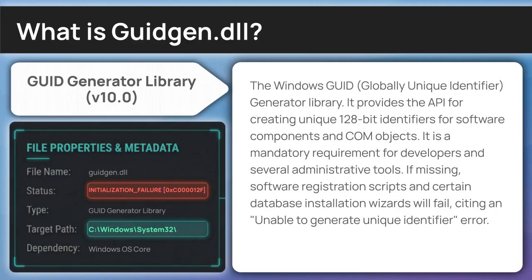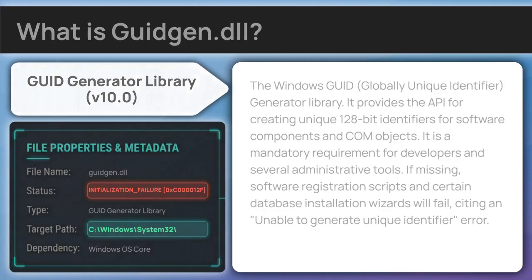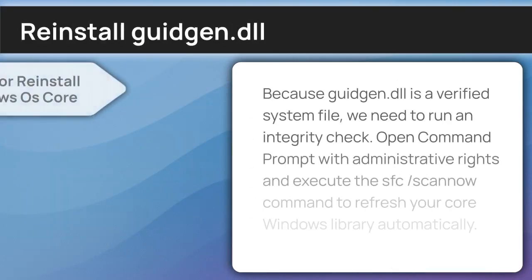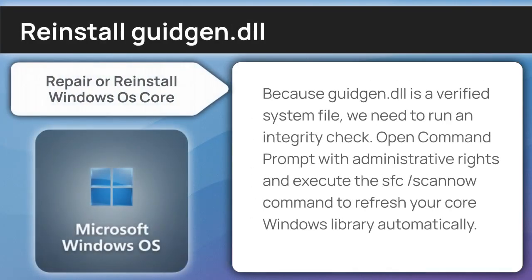With the why out of the way, let's focus on getting you running again. Because GUID Generator DLL is a verified system file, we need to run an integrity check. Open command prompt with administrative rights and execute the sfc /scannow command to refresh your core Windows library automatically.